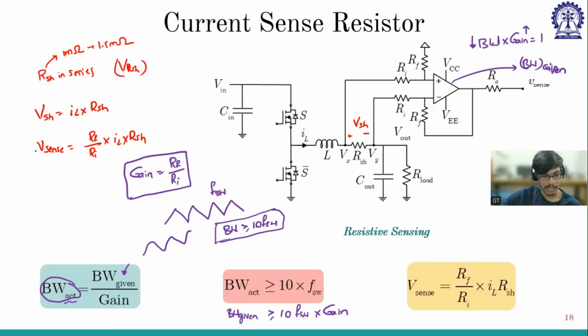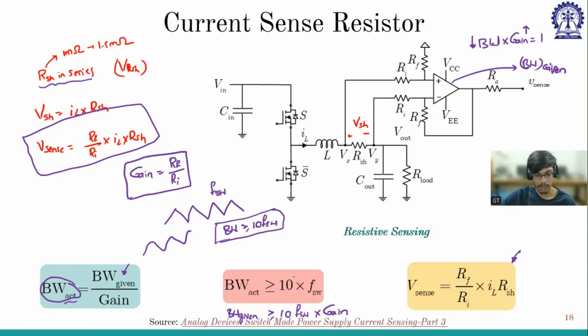And my Vsense is RF by RI times IL times RSH. So this is the consideration when we connect an equivalent resistor RSH in series with the inductance. So we got the final expression. Again, this is in the Analog Devices datasheet. If you want to go through it, the link is embedded in this text, so you can click it and go through that.